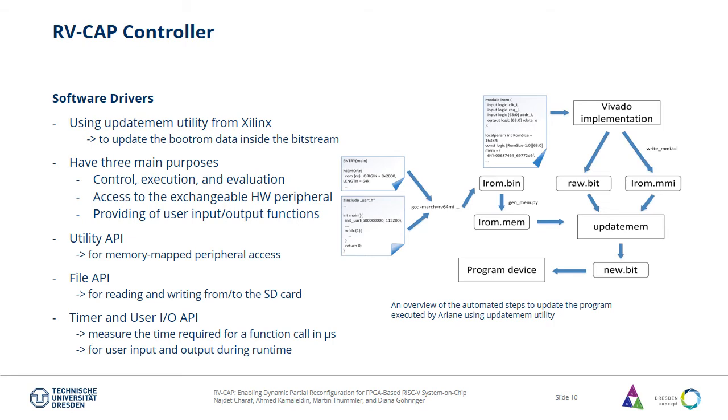So this figure shows us the sub-steps for using the updatemem utility. Using this utility avoids any resynthesis or re-implementing of the hardware design, and we need here three files: the full bitstream, the memory file, which is the .mem, and the memory map information, the MMI. We automated all these steps with a makefile.